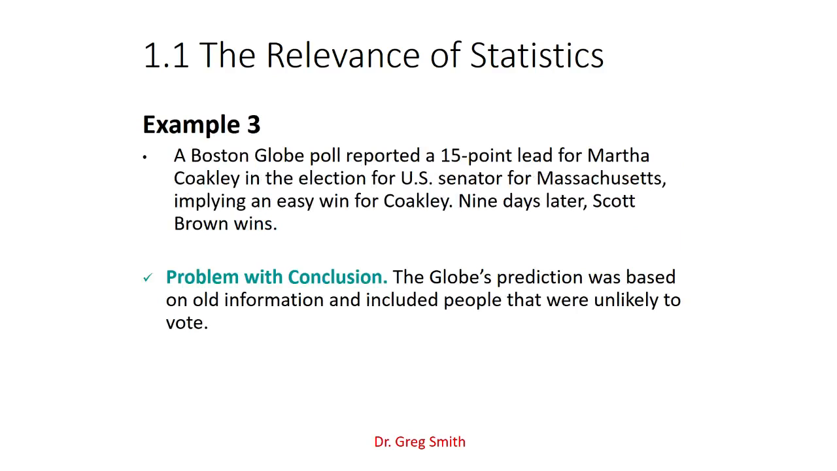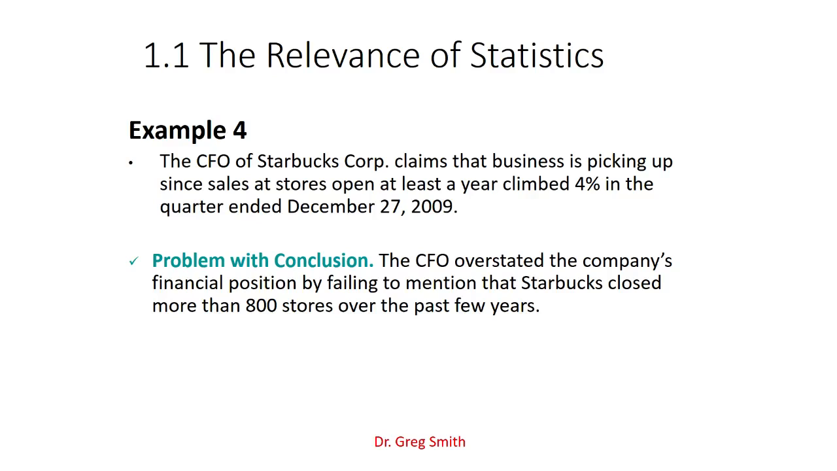When we look at something like a Boston Globe poll, 15-point lead from Martha Coakley, this was pretty famous a number of years ago. It said that she was going to easily beat Scott Brown. Turns around 9 days later, Scott Brown wins. The prediction was based on old information and wasn't updated with the most people who were likely to vote. Maybe it was based on those who were unlikely to vote but just had an opinion. All these things give you the idea that having the right statistic at the right time would help make a better informed decision.